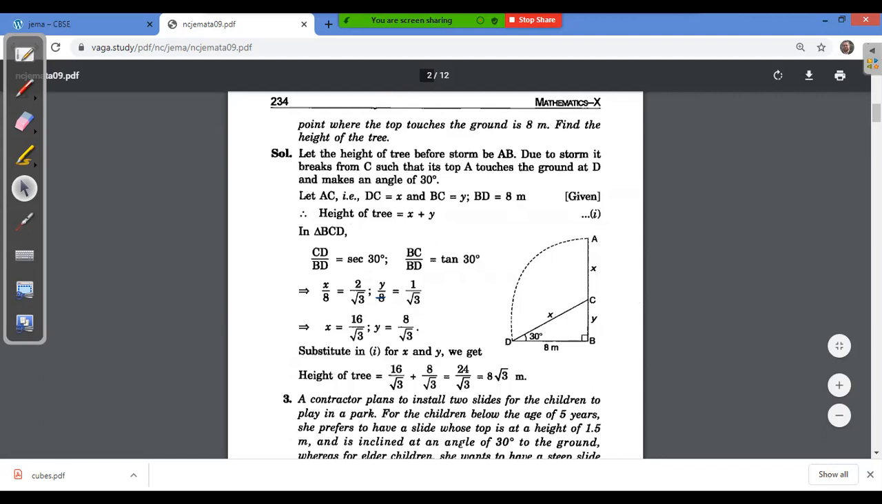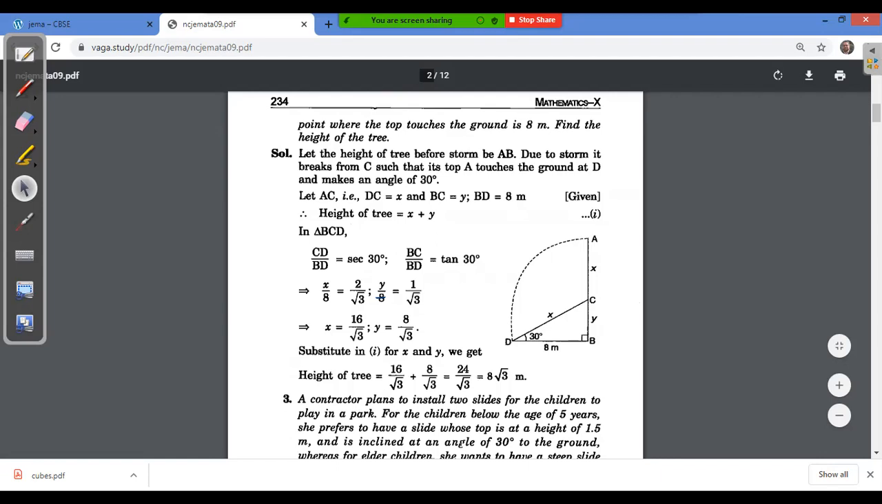Cos 30 value we know is root 3 by 2. Cross multiply this, we get root 3y is 16. Therefore, y is equal to 16 upon root 3. That's equation number 2. Now, what is the question? The question is to find out the height of the tree. So, height of the tree is what?